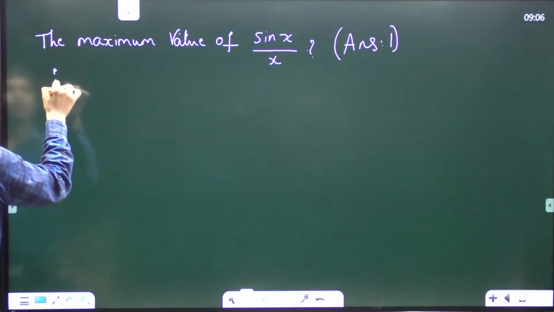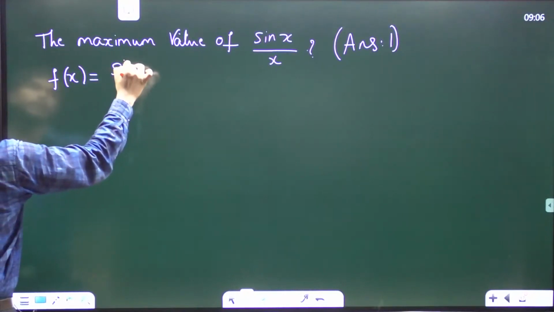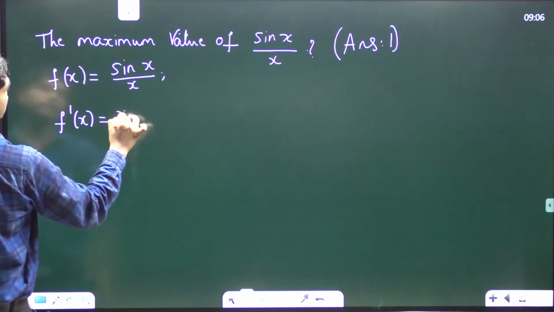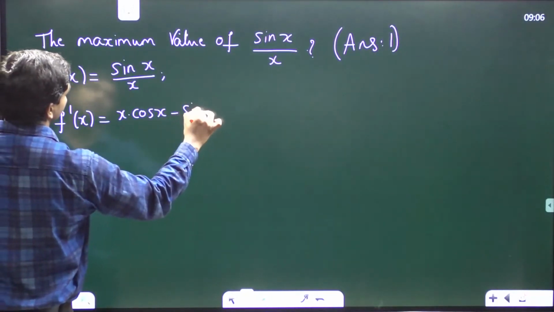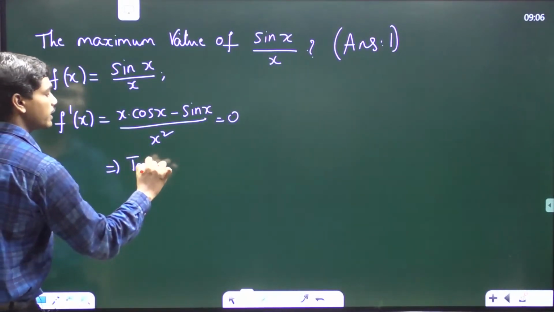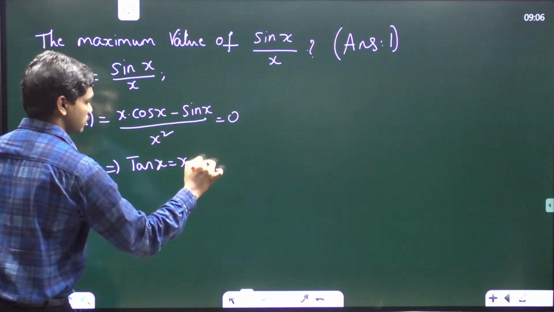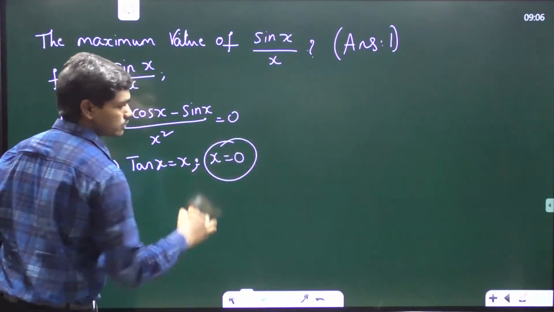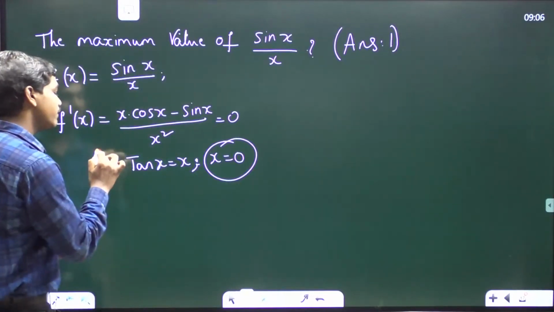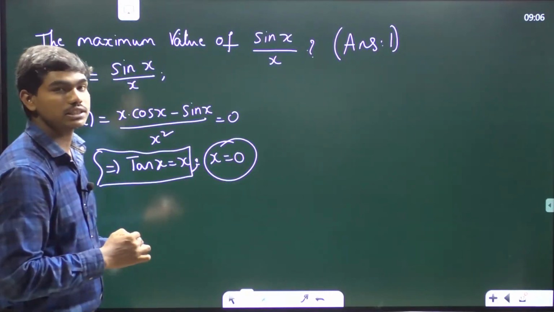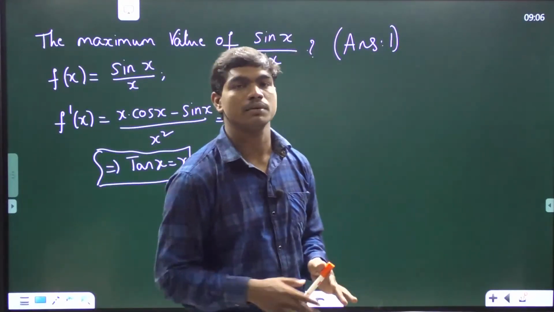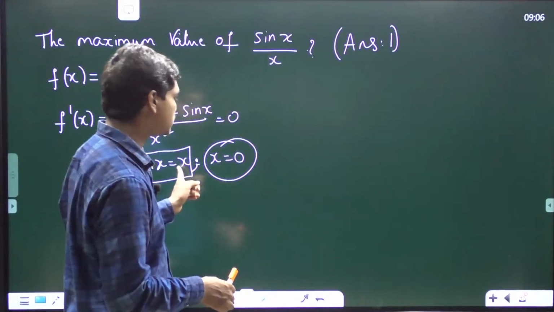See here, f of x is equal to sine x by x, correct. So what is f dash of x? It is x into cos x minus sine x divided by x square, and if you equate it to 0, you will get tan x is equal to x, for which 0 is one of the stationary points. Means x is equal to 0 is one of the points where this equation gets satisfied. Actually, there are infinitely many solutions for the equation tan x is equal to x, because the line y is equal to x and the curve of tan x cut each other many number of times. Okay, and x is equal to 0 is one such point where this derivative is 0.